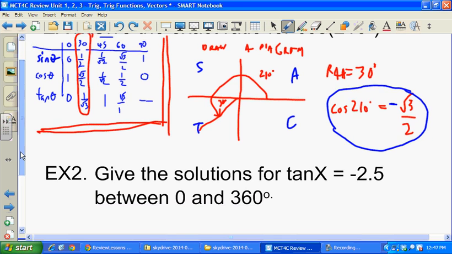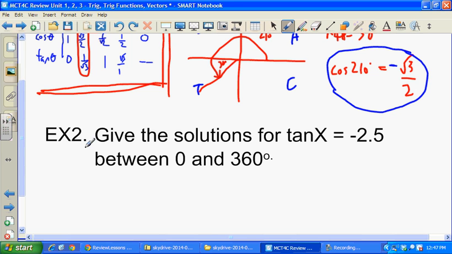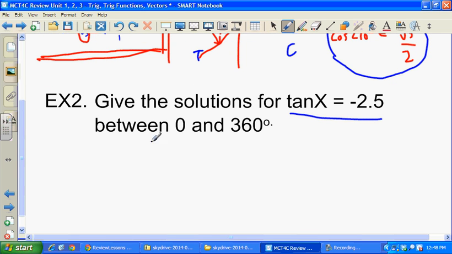And so here, give the solutions for tan x equals negative 2.5 between 0 and 360. So for the most part, we might get something like that in grade 10 trig, where we got the tangent of an angle, or we want to find a side or something like this. Between 0 and 360, there's almost always two answers, right?